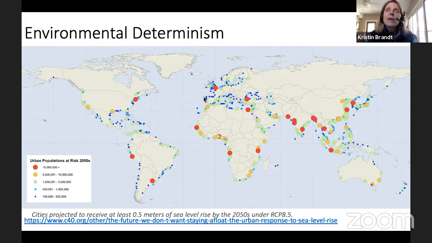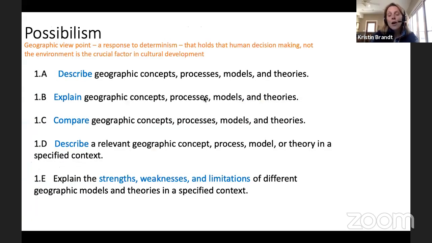Now, right now in your head, you're probably going, Mrs. Brandt, we know that, yes, but humans can adapt, right? So that would be one of the weaknesses to this theory. If we were comparing and contrasting, because really aren't we setting up this term, possibilism? So it's a response to determinism. We hold that human decision-making, not the environment, is the critical factor in cultural development.